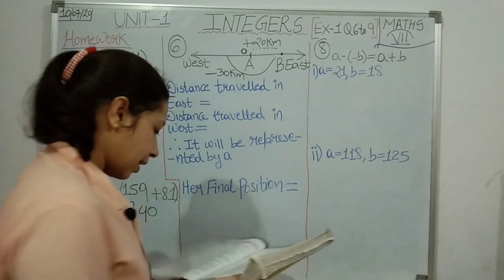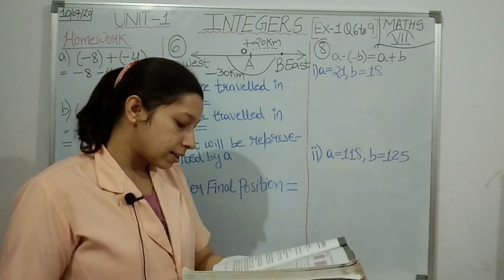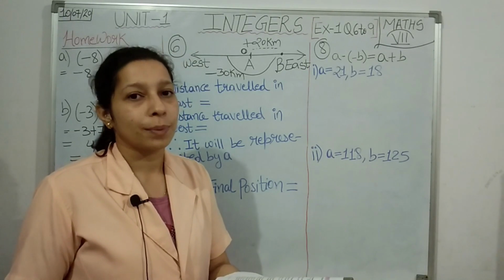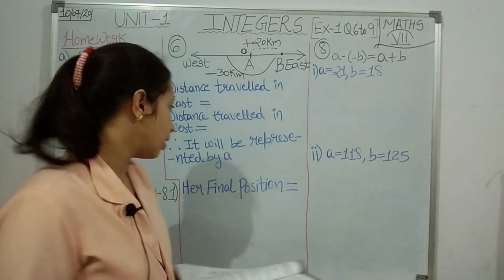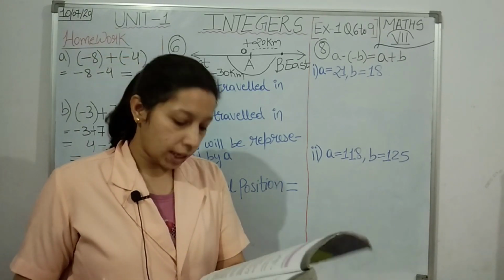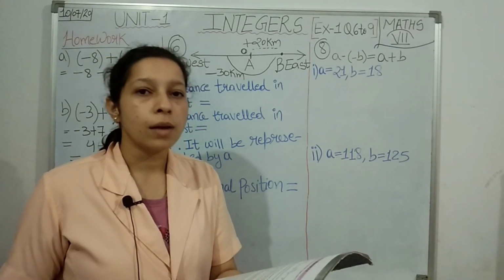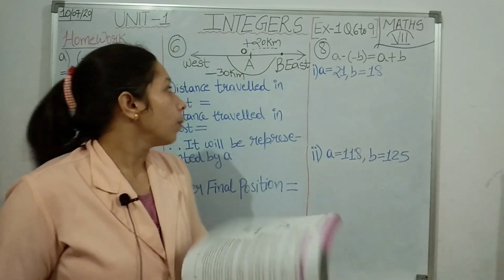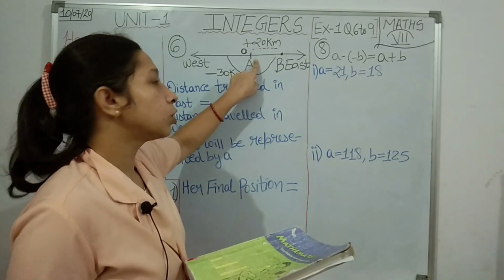So the first answer is clear. How will you represent the distance traveled towards west? We are going to represent it using a negative integer. Okay. Then the next part of the question, students: by which integer will you represent her final position from A? So you have to tell her final position from A.